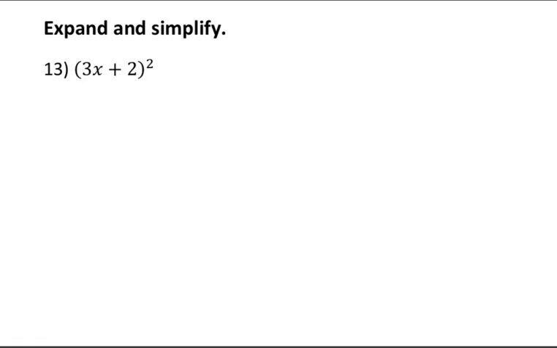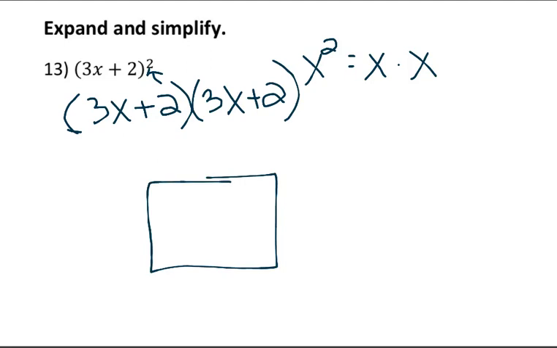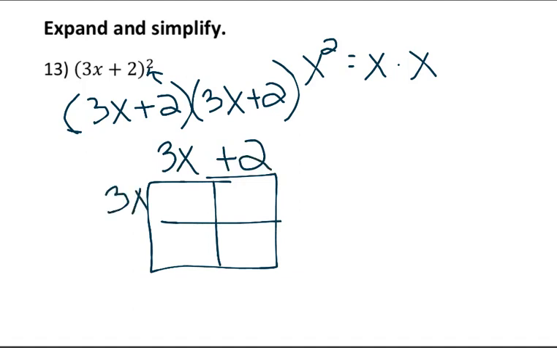I just wanted to note on this problem, when you see a squared like this, that means it's got two of these. If you think about what x squared means, that means x times x. So if I'm squaring this, that means I'm doing 3x plus 2 times 3x plus 2. So this is another multiplication problem, and you would just need to draw an appropriate size box to be able to multiply 3x plus 2 times 3x plus 2.